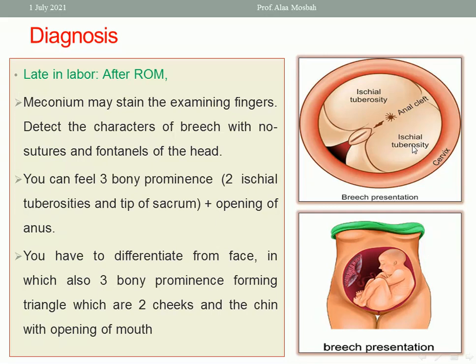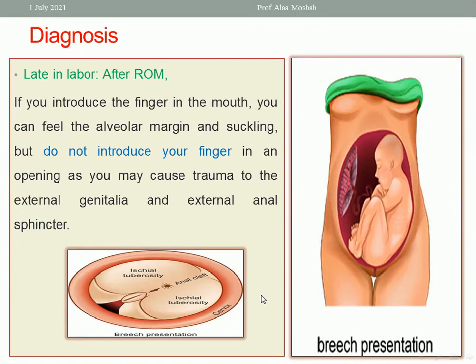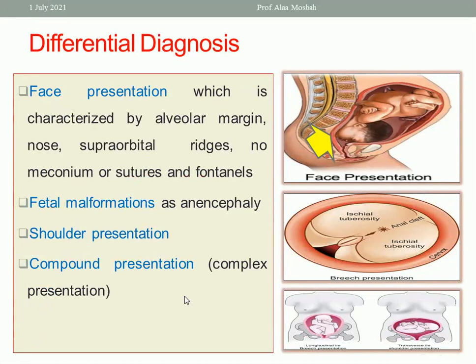But you will feel the ischial tuberosities and the sacrum, and you can detect the position, whether it is sacro-anterior or posterior, and so on. Late in labor, you can feel the presenting part and the dilated cervix, and you can measure this dilatation of the cervix, whether it is 4 centimeters, 8 centimeters, and so on, till it becomes fully dilated.